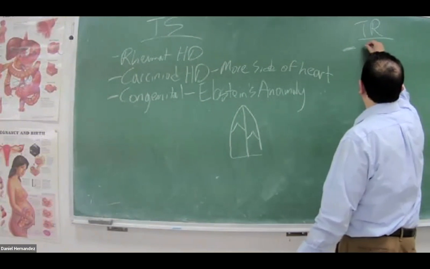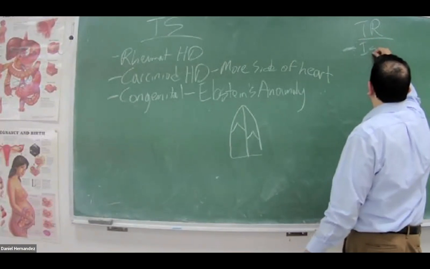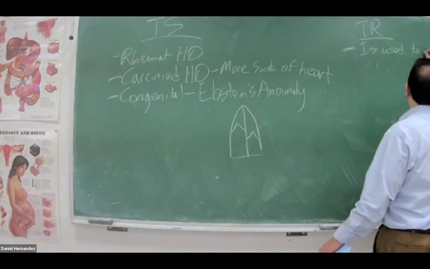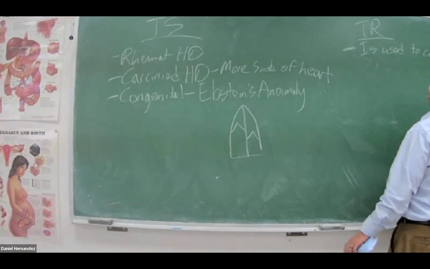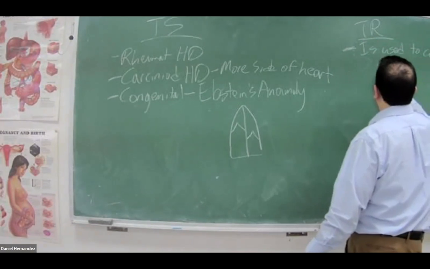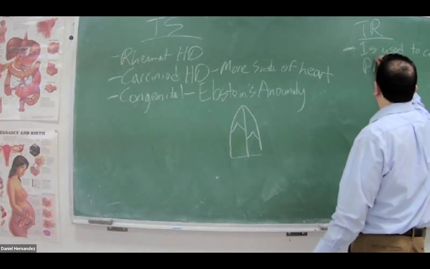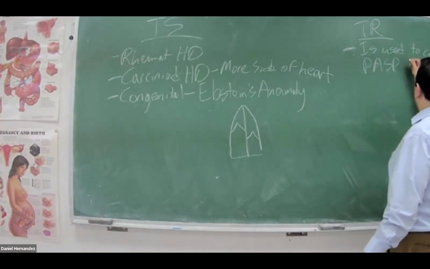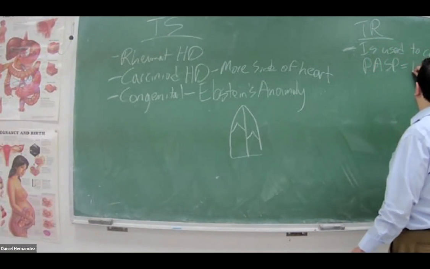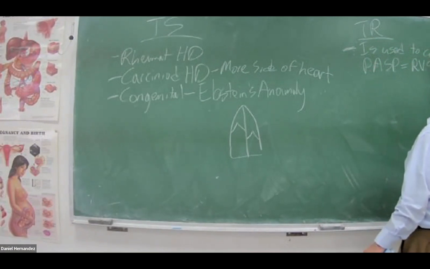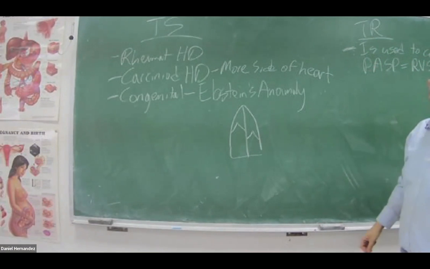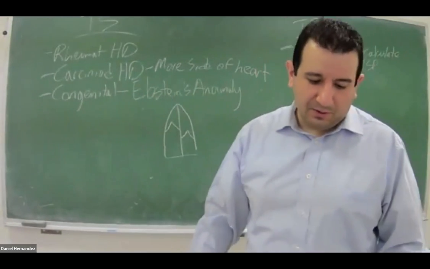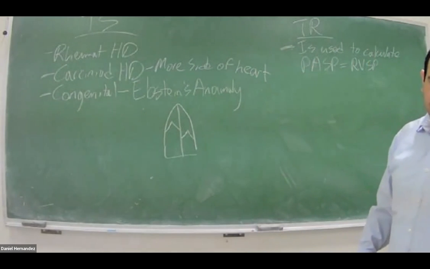So TR is used to calculate pulmonary artery systolic pressures, which is the same. So they equal the right ventricular systolic pressures. So right ventricular systolic pressure and pulmonary artery pressure are the same.